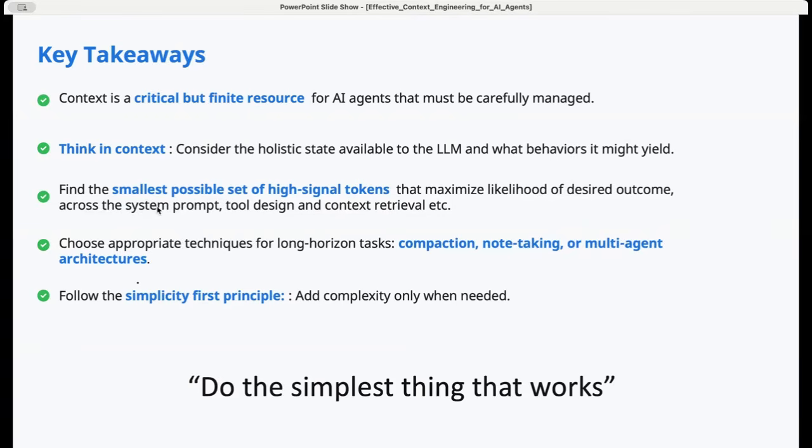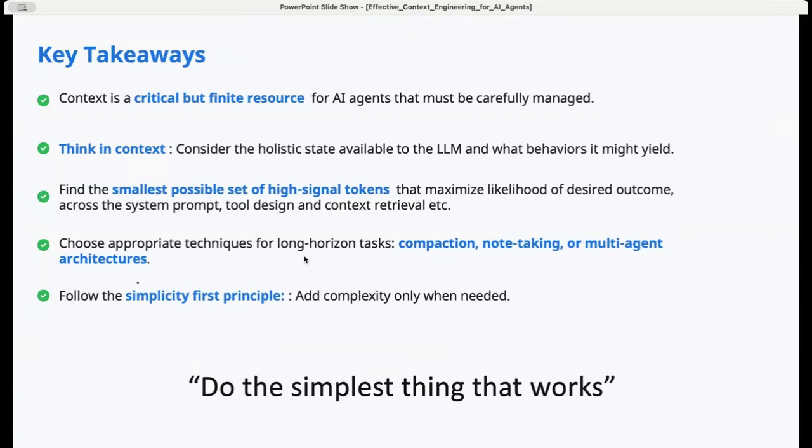And try to find the smallest possible set of high-signal tokens. For example, doing summarization of the message history by only keeping the key information needed in your context, rather than directly providing the full conversation history to the AI agent for it to reason and figure out what exactly the next step is. That is not the best strategy in terms of optimizing tokens in a context.